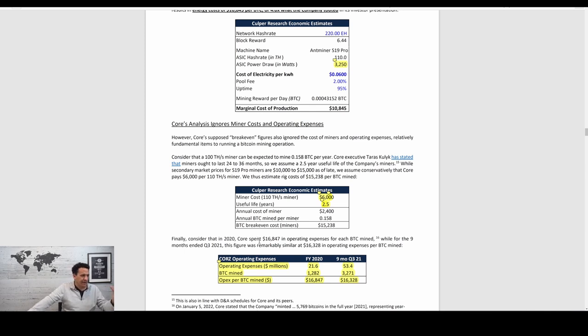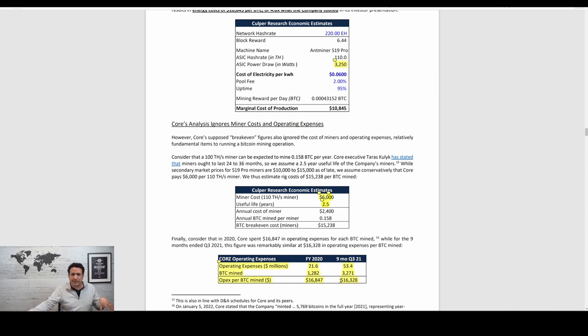And again, down here they claim that Core spent $16,847 in operating expenses for each BTC mined. They look at the 2020 year cost, and also the 9 months ending in Q3 2021, and they basically work it out to the same figure. But again, they're evaluating that based on a time of rapid growth. It is not reasonable, in my opinion, to be using that figure for forecasting 4 to 5 years out. It just doesn't make any sense.